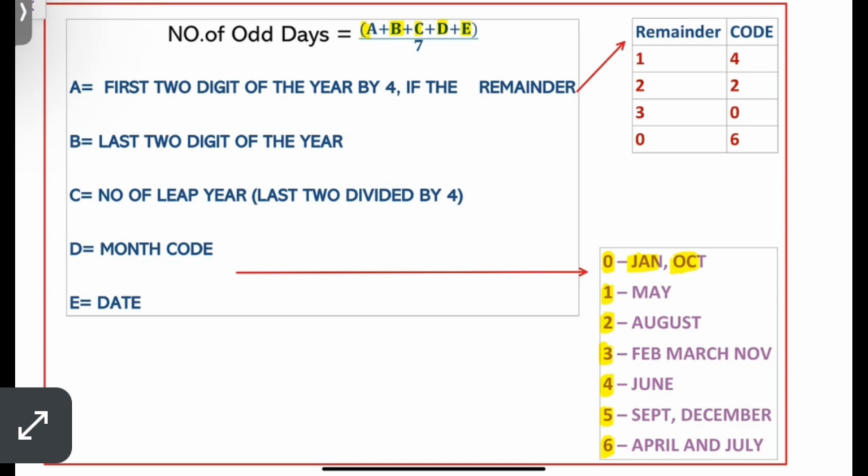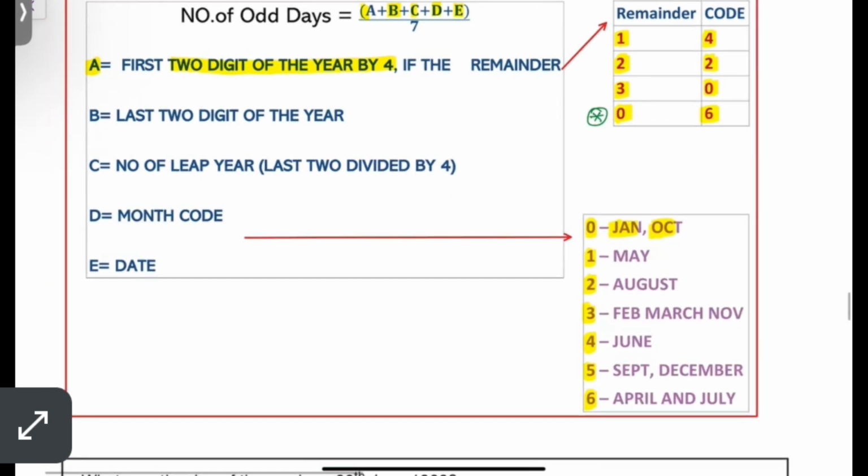In this case, A is nothing but the first two digits of the year divided by 4. If the remainder is 1, the code will be 4. I'll explain better when we are doing a question, but I'm just explaining this. If the remainder is 2, it is 2. If it is 3, then it is 0. And if the remainder is 0, then it will be 0. But the most important code in exams we use often is this one only. So you don't need to memorize everything. If the remainder is 0, then the code is 6. Just remember that. That means A will be 6, okay?